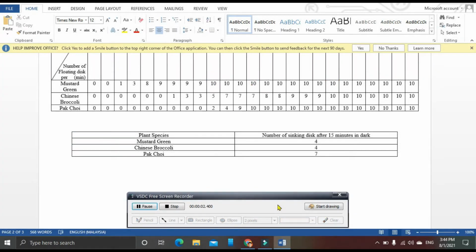This is the result that I get after I put the cup in the dark place for 15 minutes. Mustard green recorded 4 sinking discs after 15 minutes. Chinese broccoli recorded 4 sinking discs after 15 minutes. And pak choy recorded 7 sinking discs after 15 minutes.